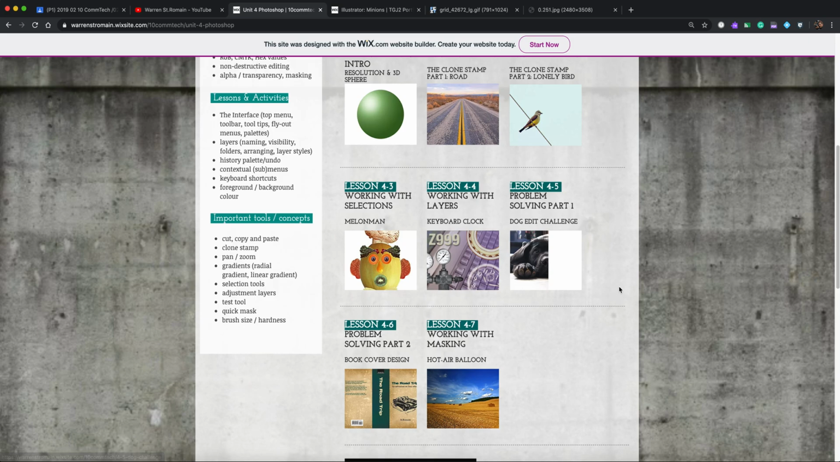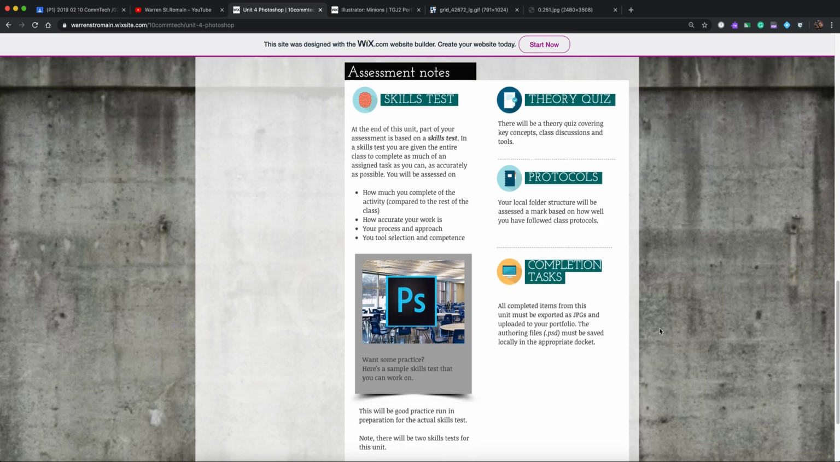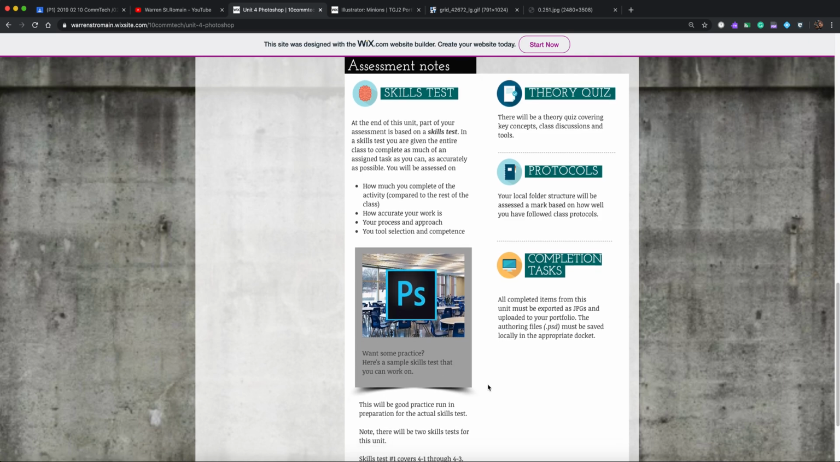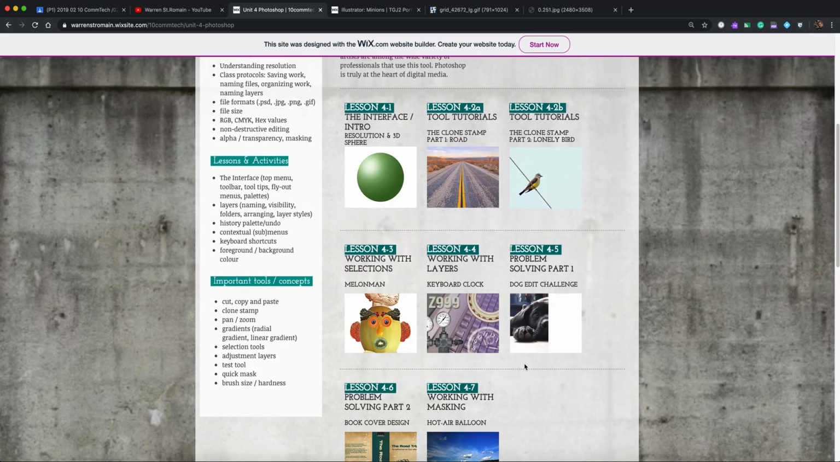We'll go through each of these, and then here are the things you're going to be assessed on. Okay, we'll have a skills test. We'll have a theory test. You have completion tasks to get done. So very similar to what you've seen in Illustrator previously. For the skills test, there's a practice, just like in Illustrator, and then we will have two skills tests at the end of the unit, which will cover two parts of the unit, and each of those will be administered on different days. Okay, so that is the unit in a nutshell.